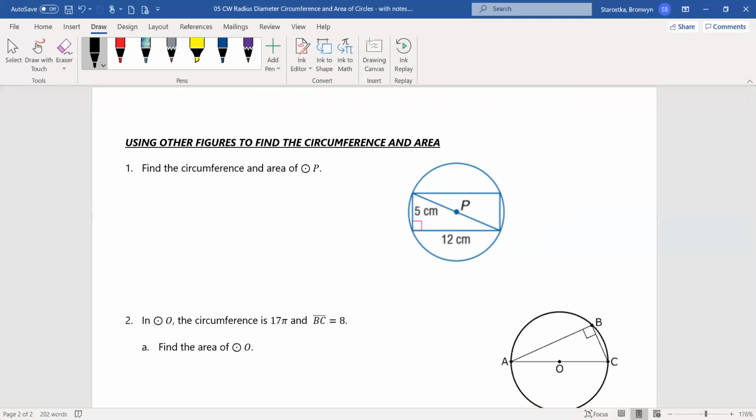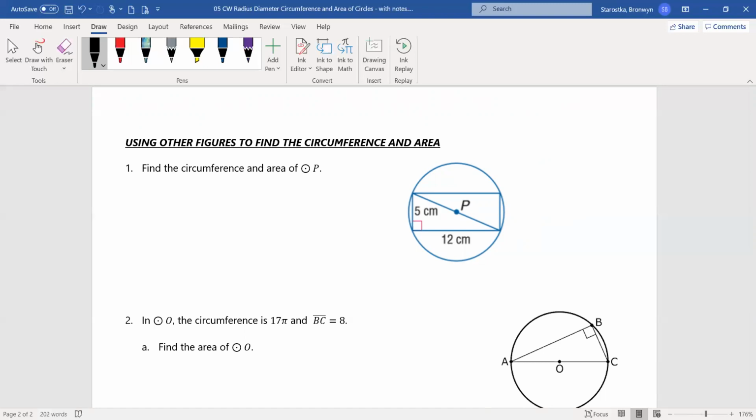We've got an altitude of 5 and a base of 12. And if I wanted to find the circumference of an area, I'd need that diameter. And lo and behold, that diameter is the hypotenuse of my right triangle.